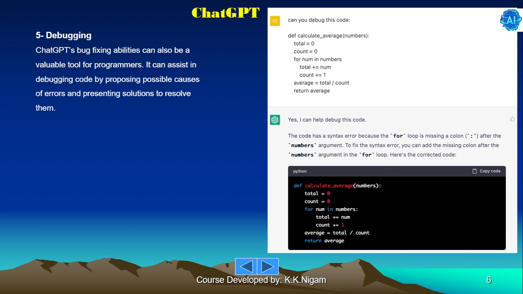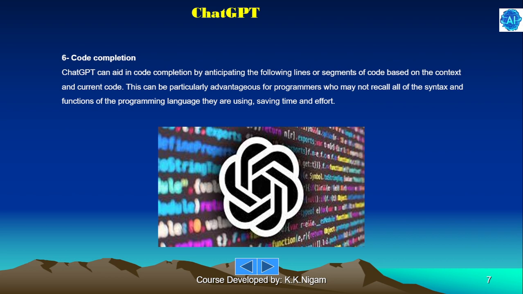Debugging. ChatGPT's bug-fixing abilities can also be a valuable tool for programmers. It can assist in debugging code by proposing possible causes of errors and presenting solutions to resolve them. Code completion. ChatGPT can aid in code completion by anticipating the following lines or segments of code based on the context of the current code. This can be particularly advantageous for programmers who may not recall all of the syntax and functions of the programming language they are using, saving time and effort.